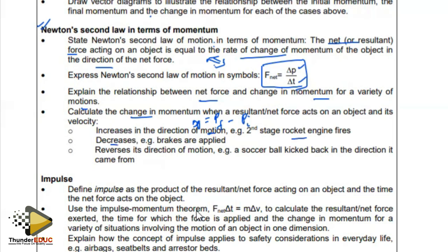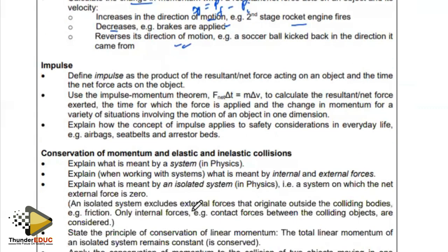What happens with the decrease if brakes are applied, if we have some sort of reverse direction or reverse motion, what goes on? Then next we have impulse, and we know that impulse is the product of the resultant net force acting on an object as well as the time. So force times time can be F net. Then we have this formula. We just need to remember how it works, how it goes.